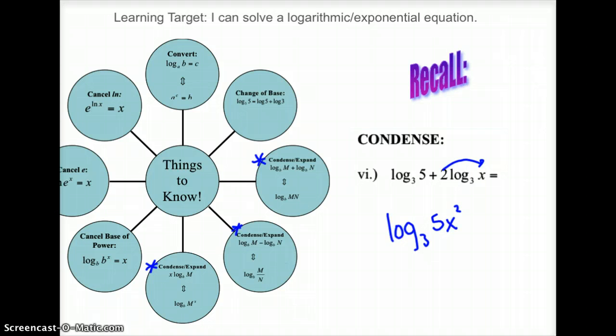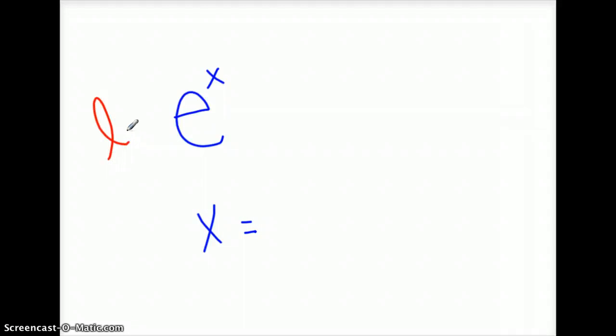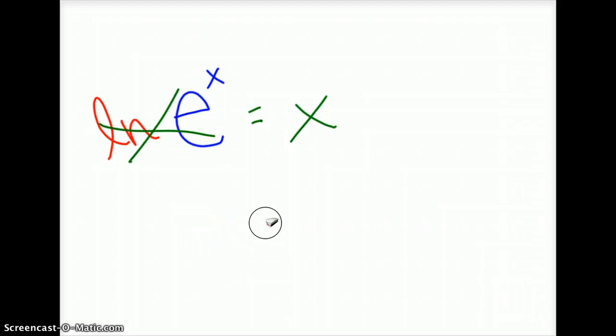Okay, one last thing that I want to talk about, these couple spokes over here. Let me add a page here. Sometimes we're going to have e to the x power, and we're going to want to get x alone to know what x equals. How do I do that? The special log that we talked about, the natural log, will cancel out an e and simply leave you with x. So we're going to use that.